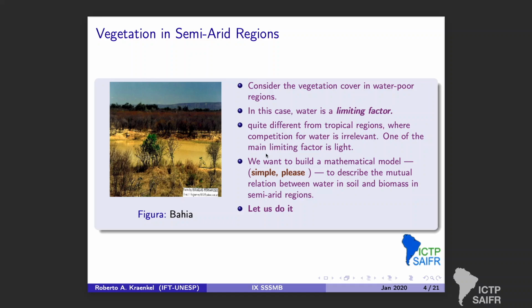We will do this in a very simple way, because more improved models take into account, for instance, that not all water which is in the soil is available for the vegetation. There are lots of things that can improve models, but we will stay with the simple idea that if you have rainfall, you will have a certain amount of water that is available for the vegetation.